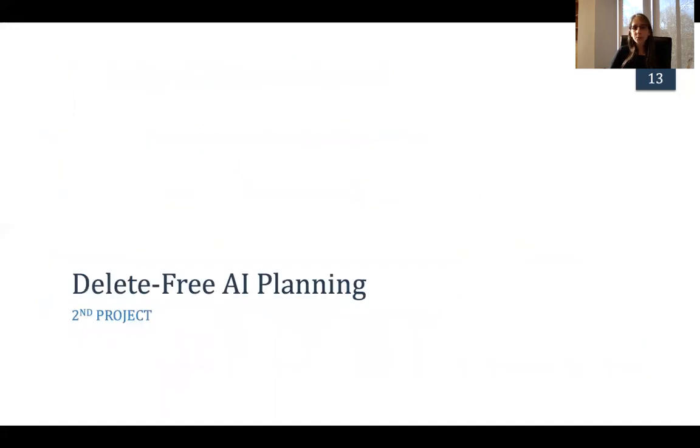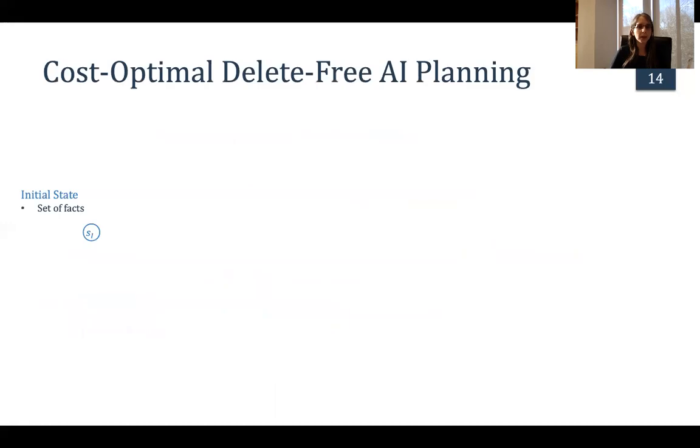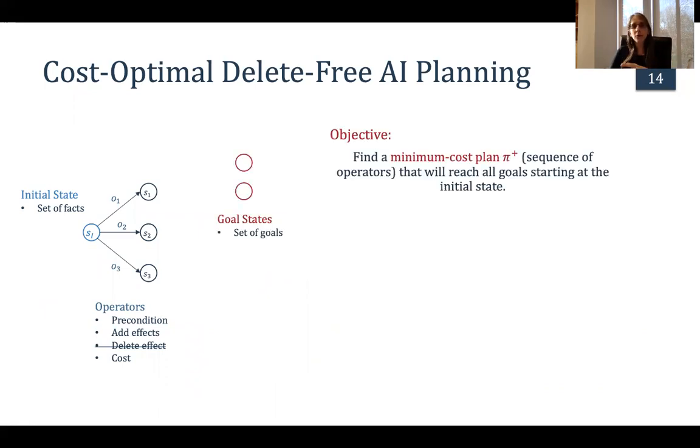So now moving to the second project, here we focus on delete-free AI planning. The main idea is that we have an initial state, a set of operators that have preconditions, additive effects, and a cost. These operators will move from one state to another. And the goal is to find a minimal cost plan, a sequence of actions that will reach all the goals starting from the initial state.